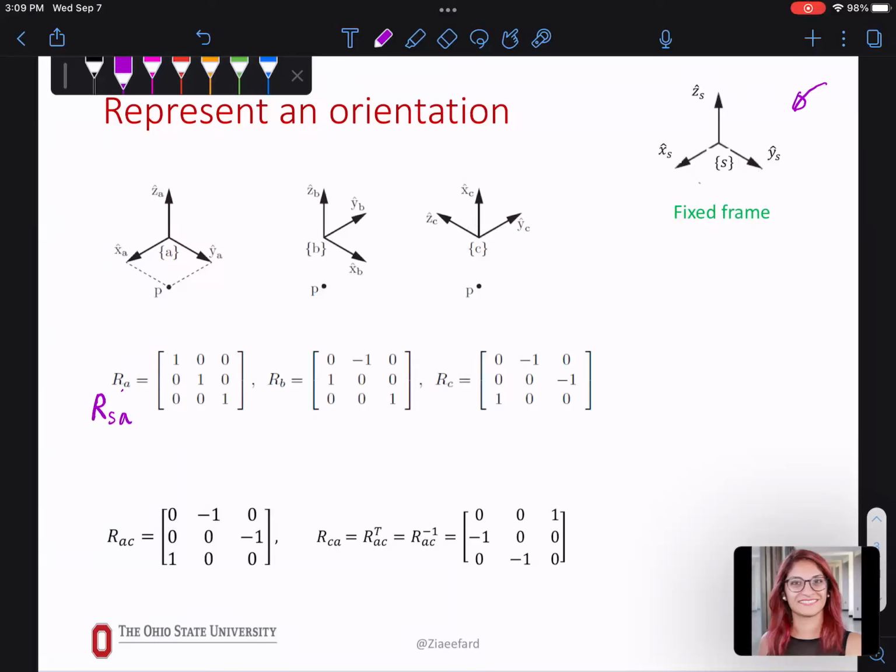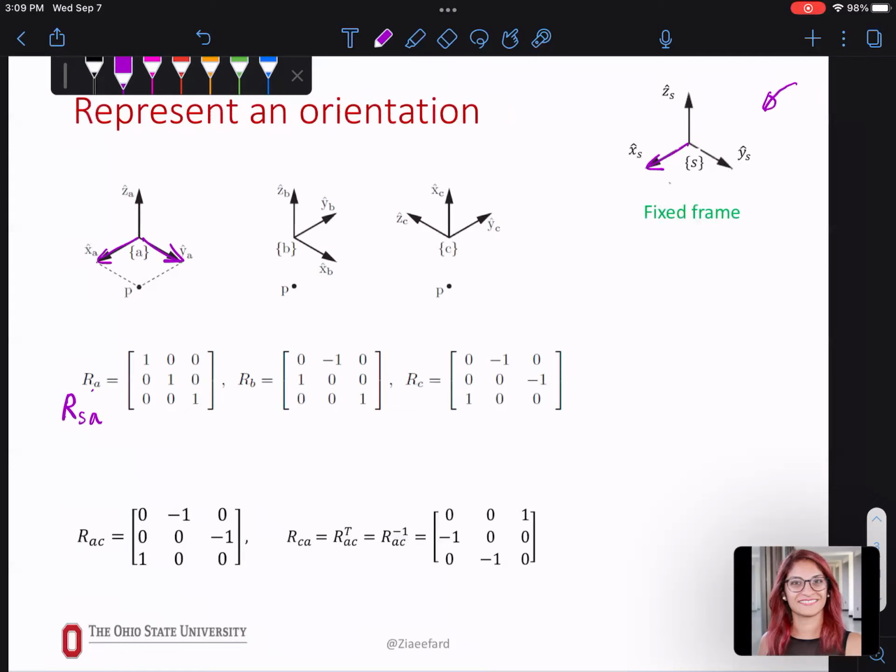So frame A with respect to the fixed frame, the x-axis is in the direction of the x-axis, 1, and then there's no component in Z or Y, so 0, 0. Y-axis is in the same direction, so 0, 1, 0, so it doesn't have any element in the others. Z-axis is also in the Z direction, 0, 0, 1. So you see that my frame A doesn't have any rotation with respect to my fixed frame.